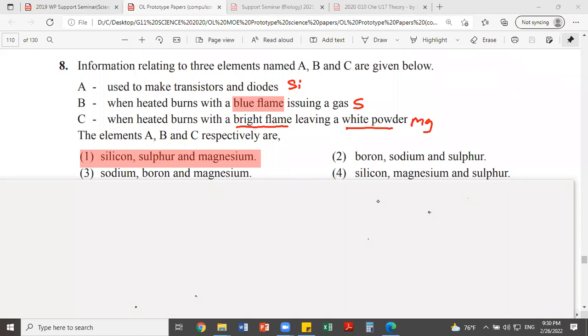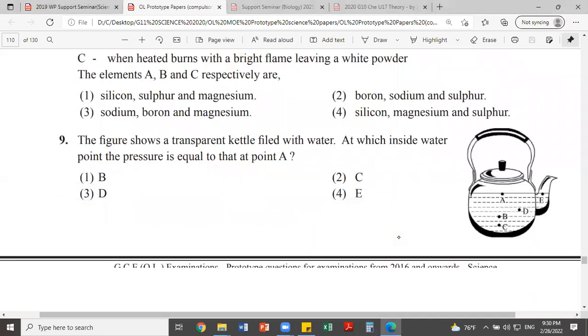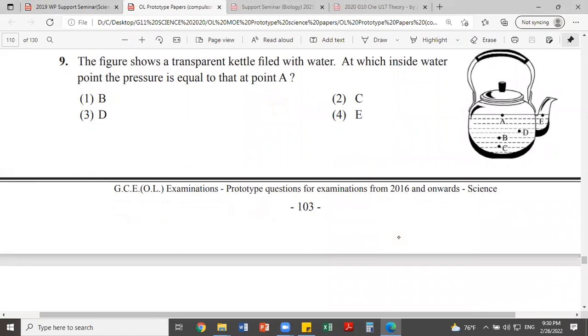Then next one, question number 9. The pressure is equal at which points? The pressure equal, that is a keyword here. Pressure equal to that of point A. I'll mark here A. What is the answer? Any volunteers? Point A, the pressure is equal to which point out of B, C, D, E?